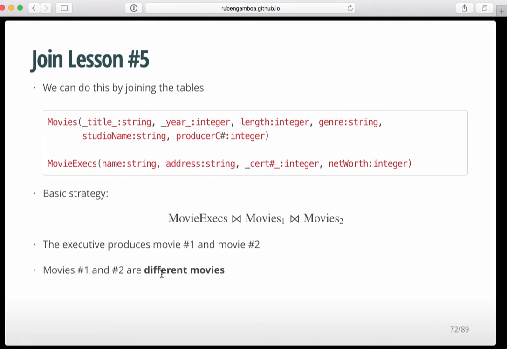And we also have to have a rule that says, oh, and by the way, Movies 1 and Movies 2 are different, so that we don't just say, yep, George Lucas produced Star Wars 1977 and Star Wars 1977, okay?